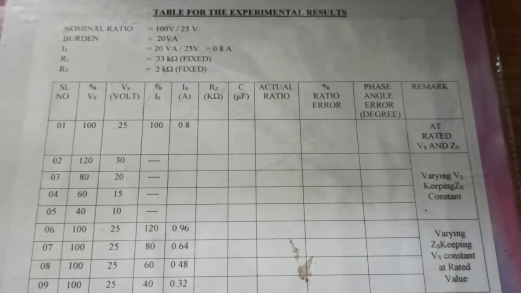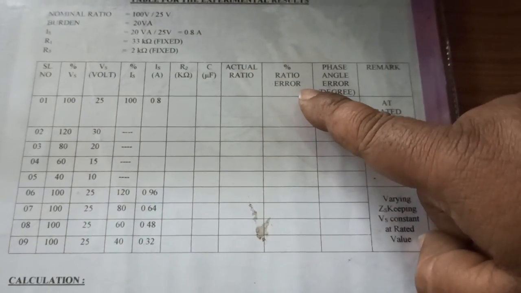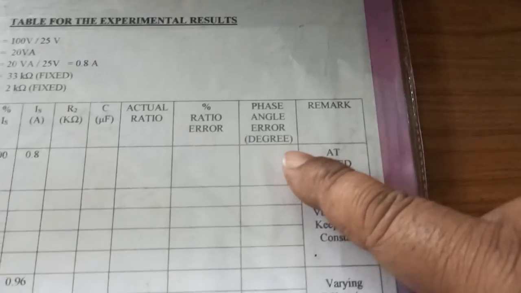Now, by calculation, we will find the actual ratio, percentage ratio error, and phase angle error in degrees.